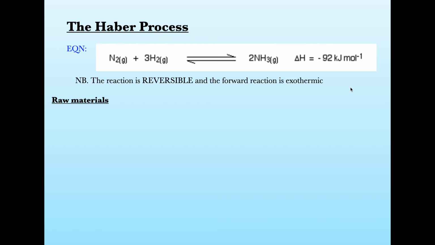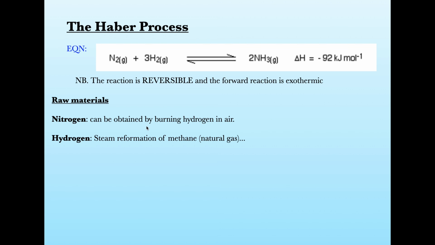The raw materials for this process, well, nitrogen is very easy to obtain because the air is 78% of it, remember? So if I burn some hydrogen in air, the hydrogen will react with the oxygen in the air, and nitrogen remains. So we've got nitrogen. Hydrogen we get from steam reformation of methane. We could have got it from electrolysis. There are other sources, but generally the most abundant source is from steam reformation of methane.